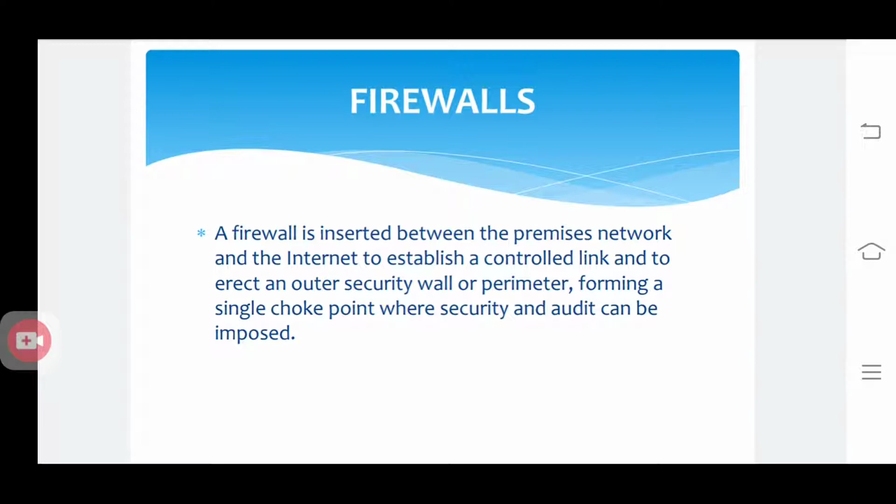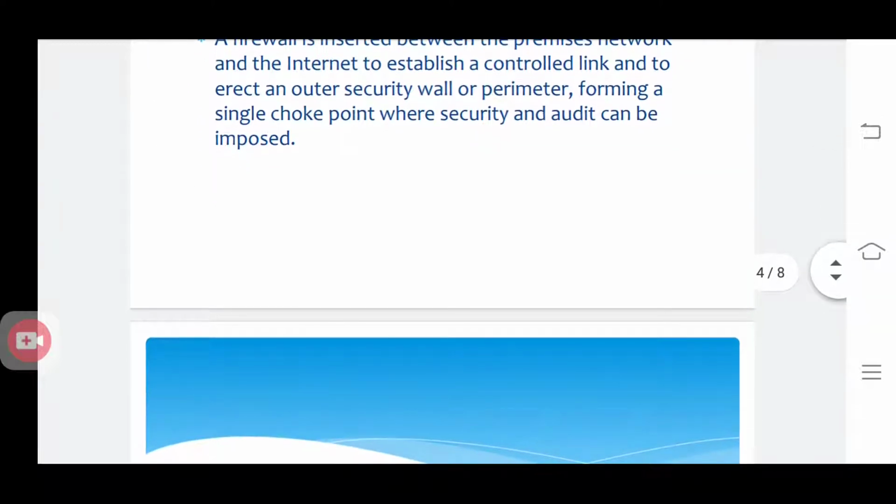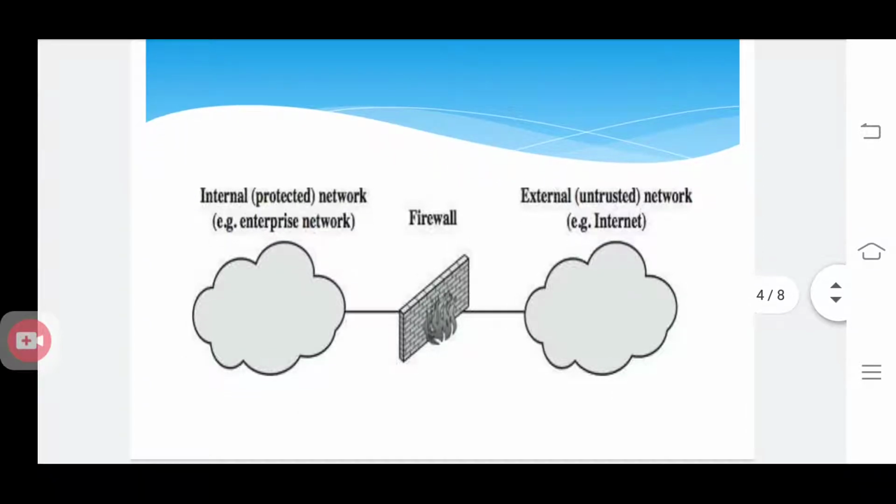Okay, a firewall is a security wall between the protected network and an external network, or an internal network and an external network. Internal network means something like an enterprise network, and external network means the internet. In between we use a security wall, that is the firewall. It is a single choke point where security can be applied and audit can be imposed. You can see in this figure, it is between the internal network and external network, or a protected network and an untrusted network.